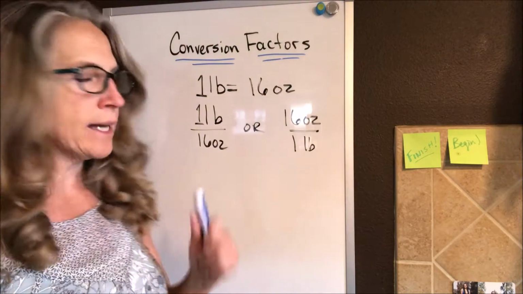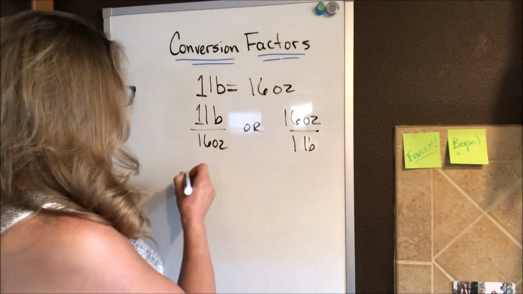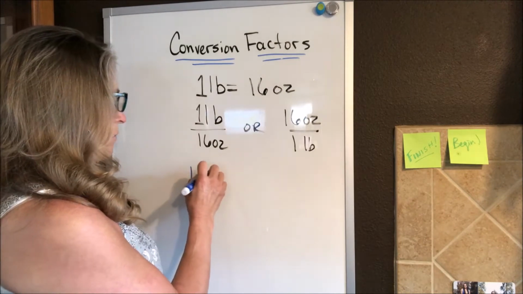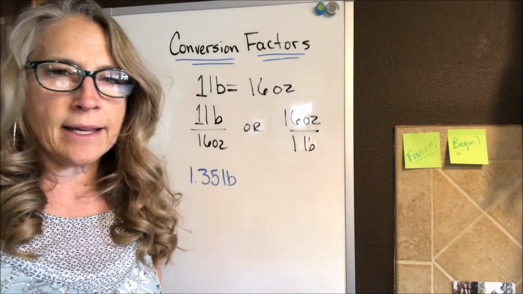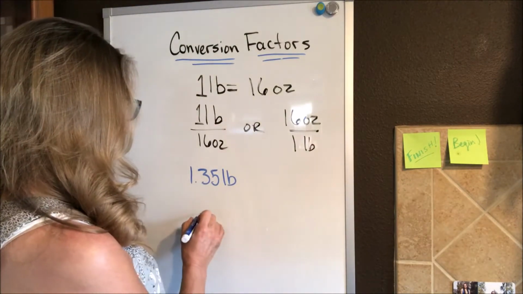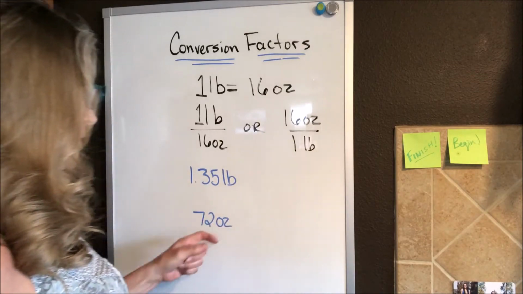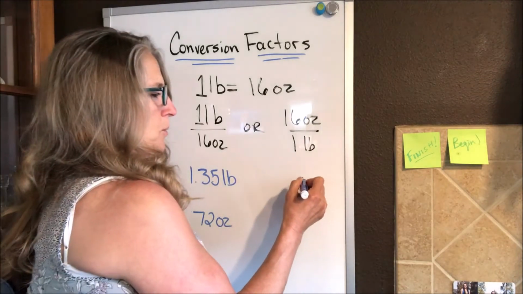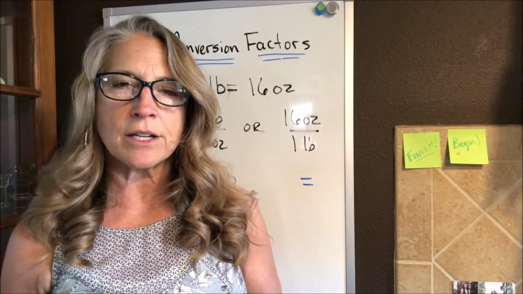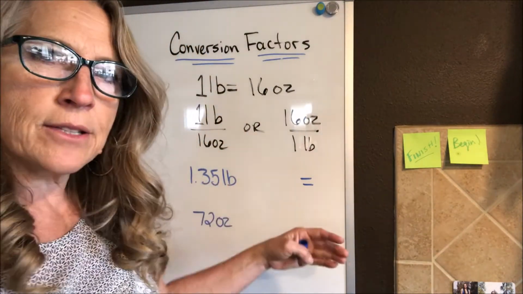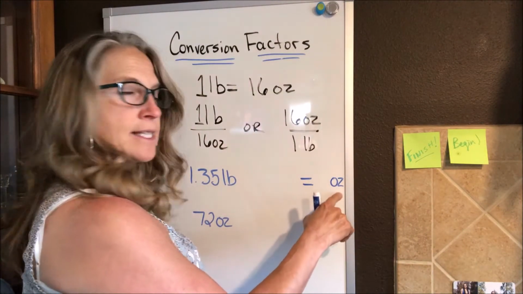I had one package that was weighed in at 1.35 pounds, and I had another package that was 72 ounces. So that's right here. I'm going to write that down so we have that. I'm given a price for everything in ounces, so I want to convert my pounds to ounces. Over here, I want to end up with ounces.